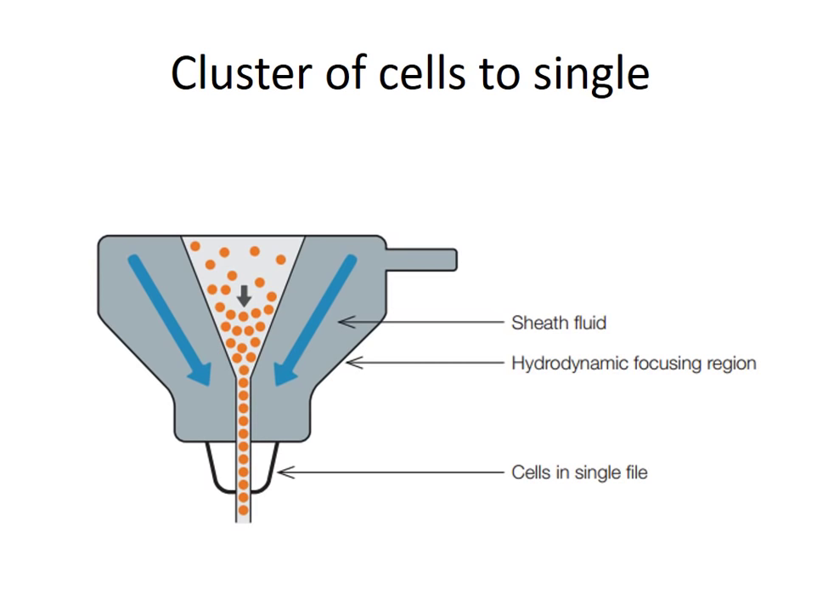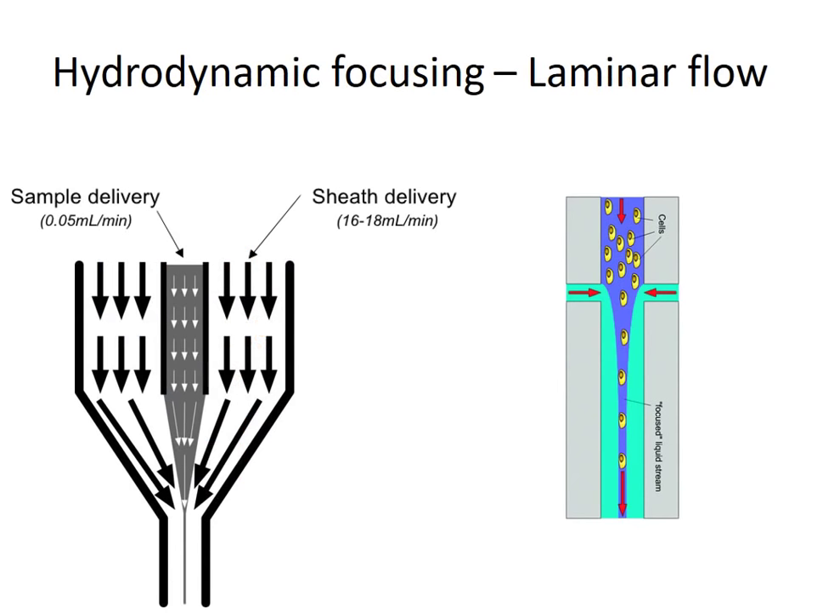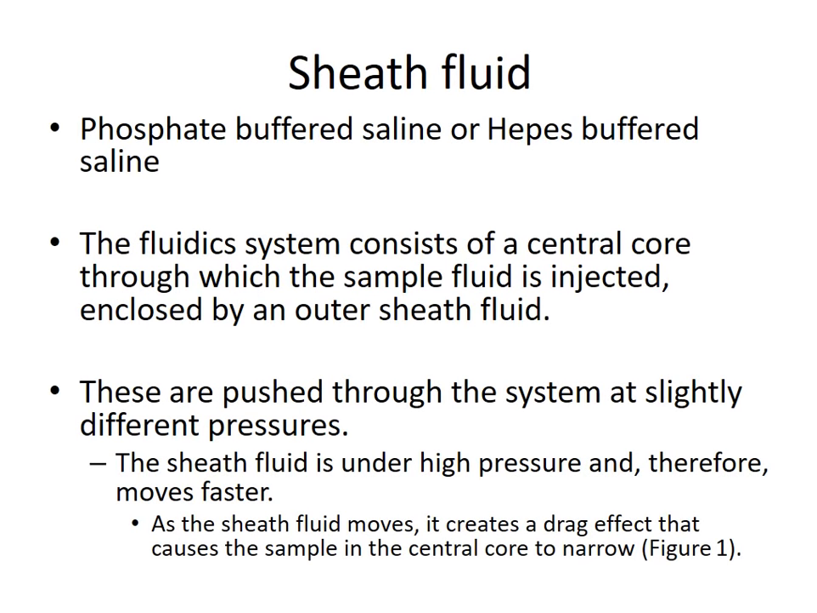Okay, this is laminar flow. This process is called hydrodynamic focusing. And this is just a slide to give you an idea of how it works. Okay, so you can see the rate of addition of sheath fluid is 16 to 18 mils per minute, where the sample addition is actually only 0.05 mils per minute. And that creates the different pressure gradients that enables this process of hydrodynamic focusing. Okay, and then this is just another diagram to highlight it again.